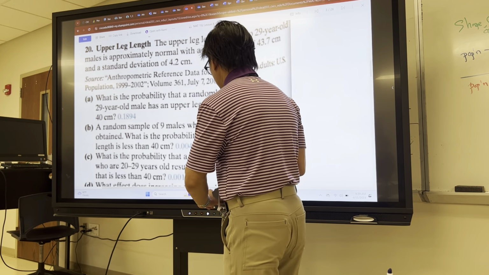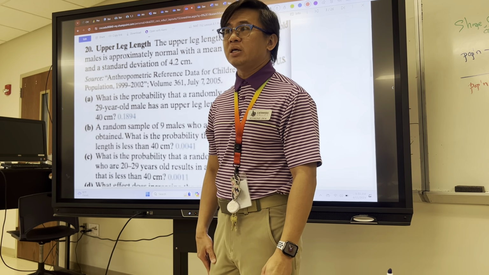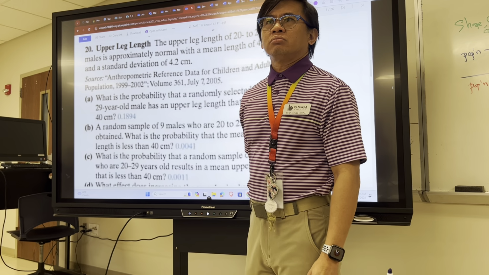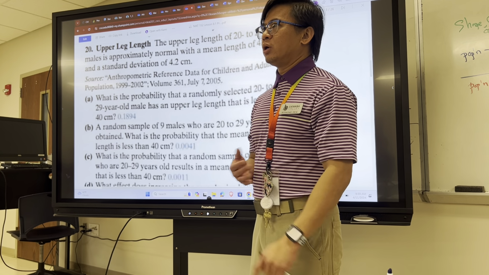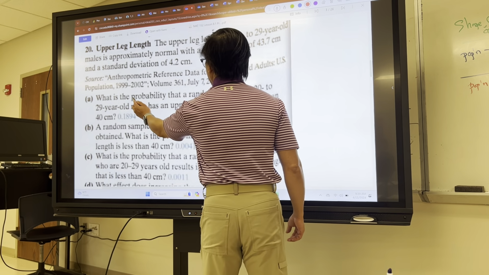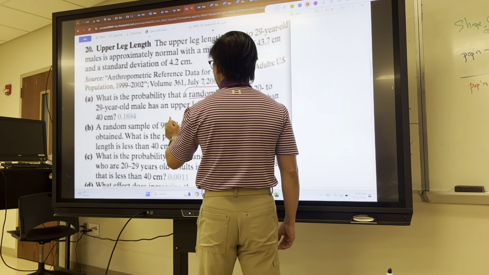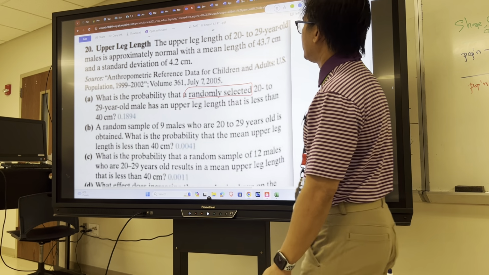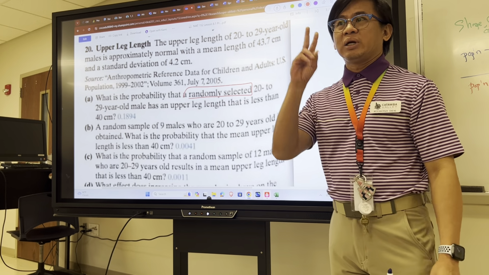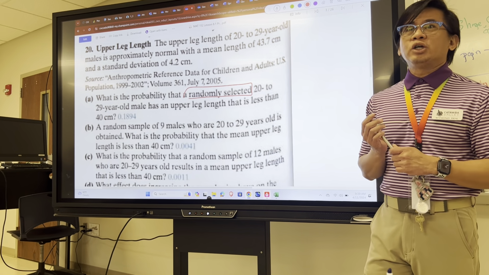First of all, let's see if the conditions are satisfied to imply that the sample mean distribution is normal. What's the first condition? How is the selection of the sample done? Simple random sampling. Is that correct? It says here that a randomly selected 20 to 29-year-old male has an upper leg length less than 40 centimeters. So yes, we are correct with that. What is the second condition? That the population is normal.